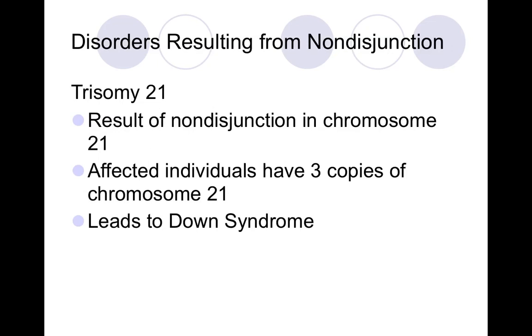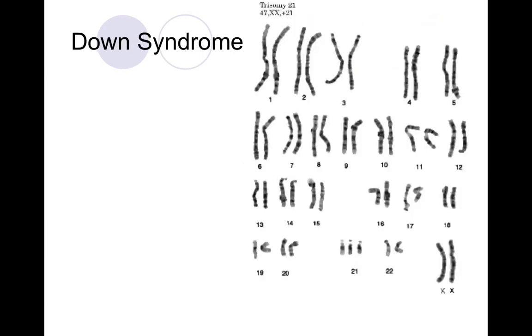Trisomy 21 is when non-disjunction occurs in chromosome 21, and the affected individuals have 3 chromosomes in 21 instead of 2. And what happens here, it leads to Down syndrome and the effects that Down syndrome can cause. This is what the karyotype looks like there. So if you go all the way down to number 21, you don't have a pair there, you have a tri. That's why I call it a trisomy 21. There's 3 of them, like our prefix tri.